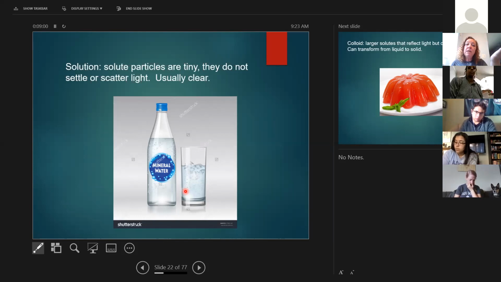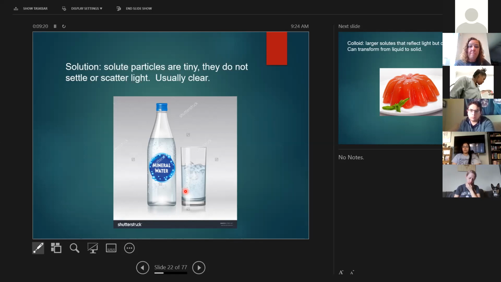Okay. This mineral water that I have right here, I can leave this on the counter all day long. Is anything going to settle to the bottom? No. It is not. That's the definition of a solution. It is not cloudy. We cannot see the particles, and they do not settle out.